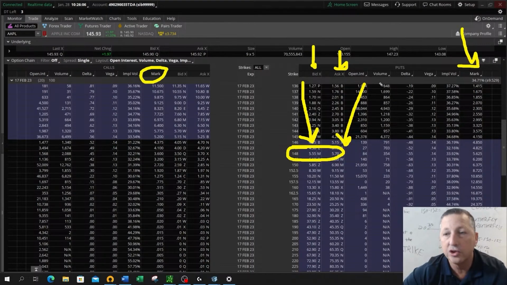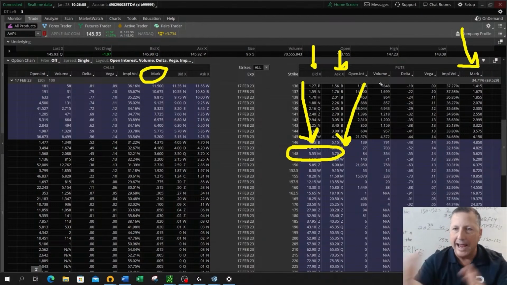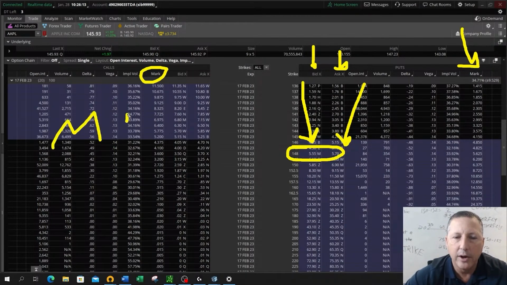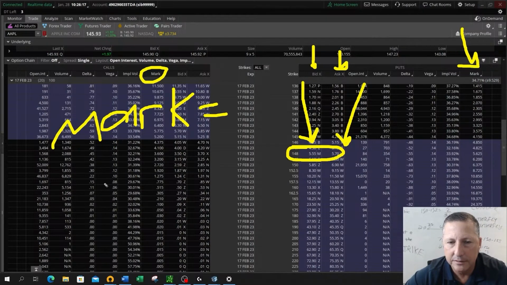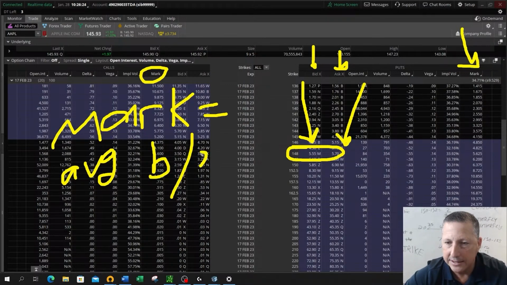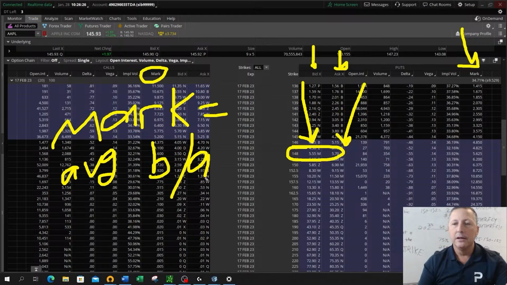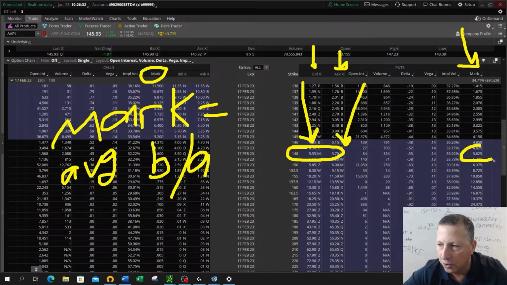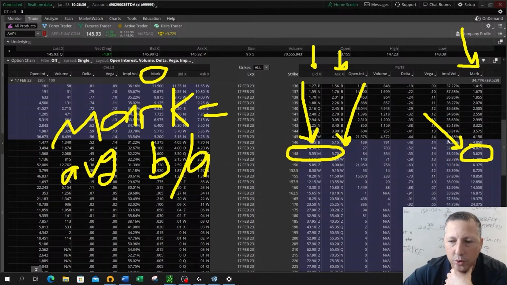And these columns are all changeable if you want to stack them differently. The mark is very confusing for many traders. All the mark is, is the average between the bid and the offer, or the bid and the ask. It doesn't mean that an option is trading at that price. All it means is that's the center, the average of the bid and the ask. And you can see here, the mark is 562.5.